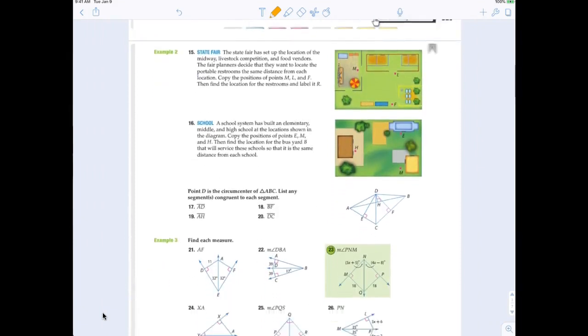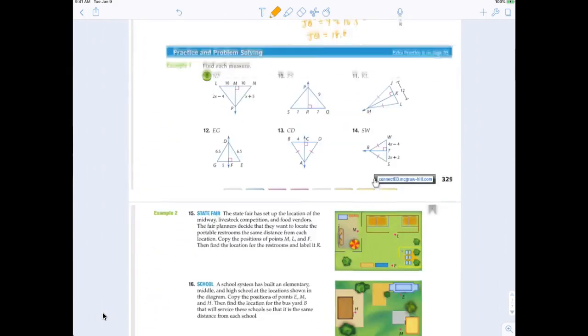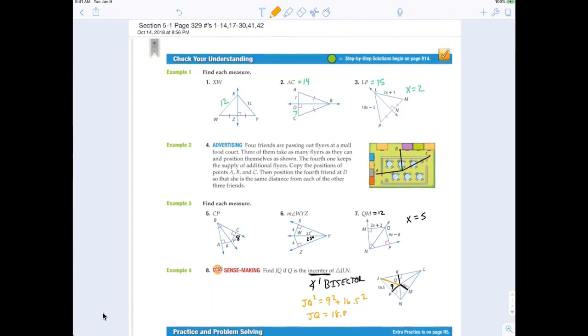So honestly, I think that's it. Where's the incenter? Angle bisectors. So your job now is to finish up. Mark this at the top of your paper just to make sure. 1 through 14, 17 through 30, 41 and 42. Those are the problems I'm asking you to do. One more time. 1 through 14, 17 through 30, 41 through 42.